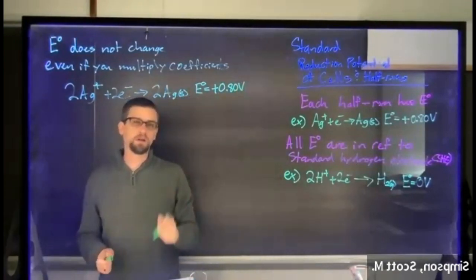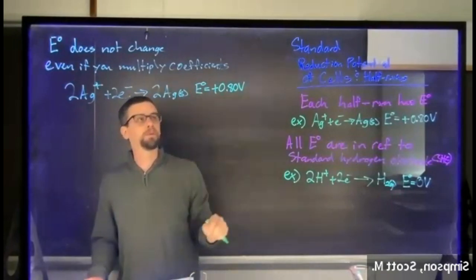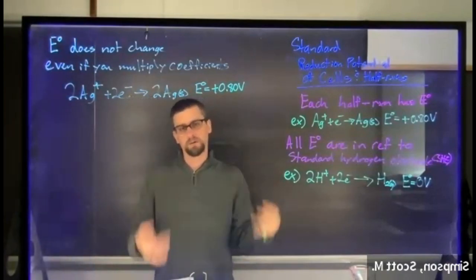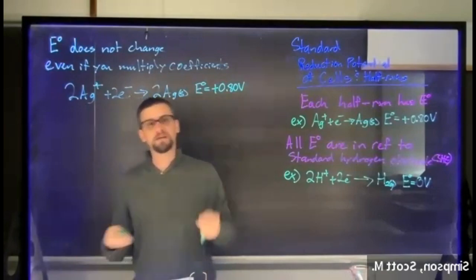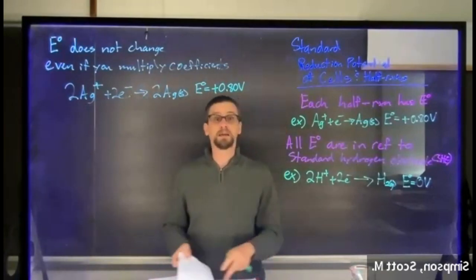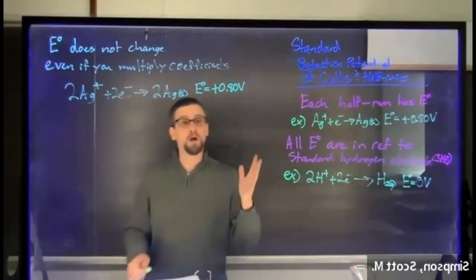Which seems a little strange because in all other instances, when we did this, this would end up doubling, like we were considering enthalpies or Gibbs energies. But in the case of E naught, you just conserve that value. So keep that in mind when balancing half reactions.